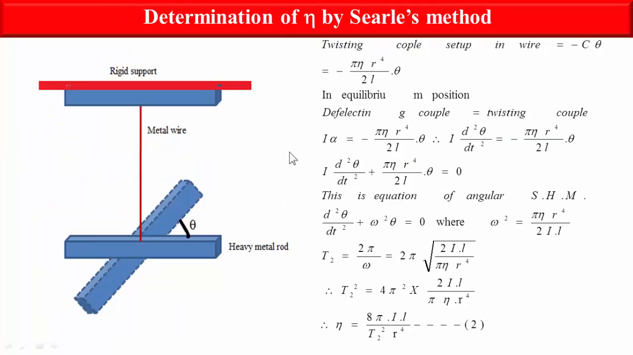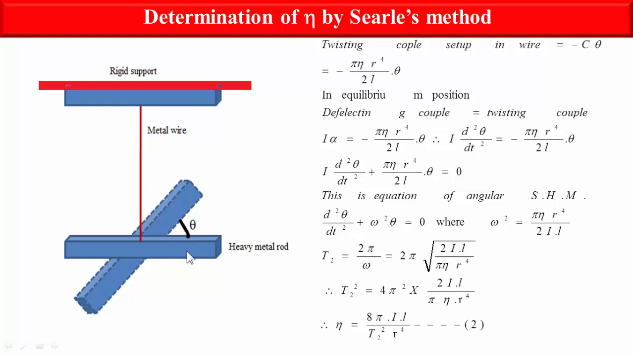Now let us see how one can determine the modulus of rigidity eta by using the Searle's method. Here the same apparatus is used, but one of the metal rods is hung from the rigid support, and the other rod is used to twist the metal wire and give torsional oscillations to the system.